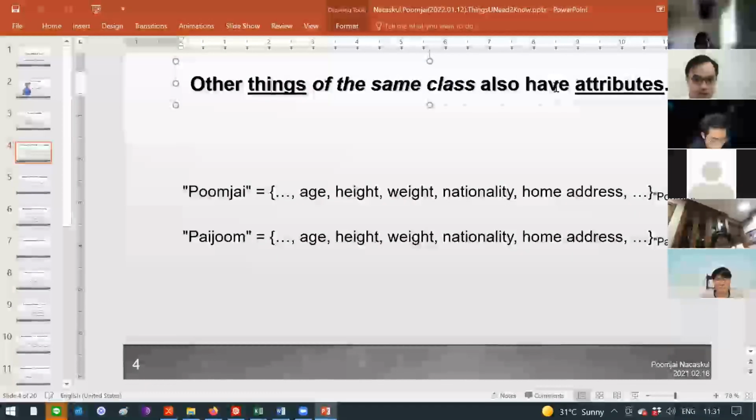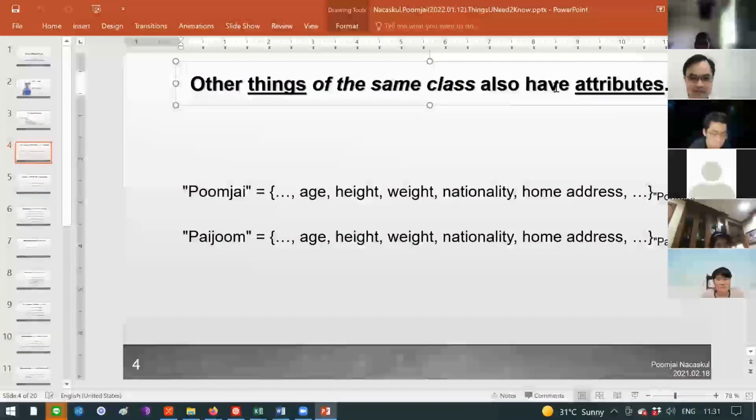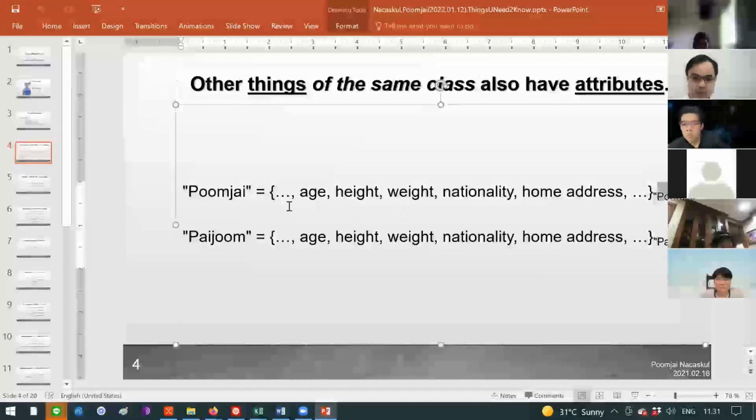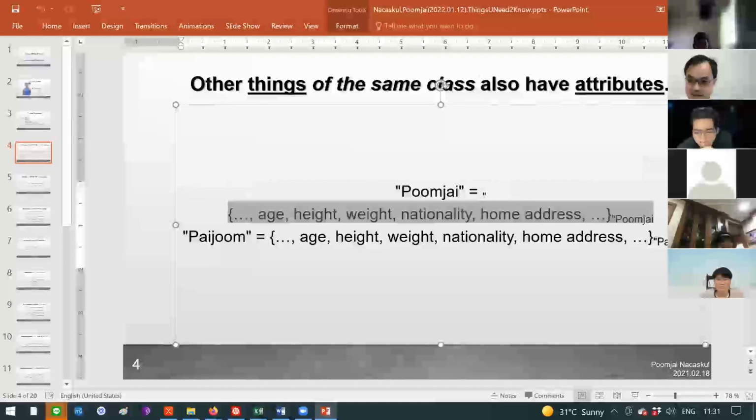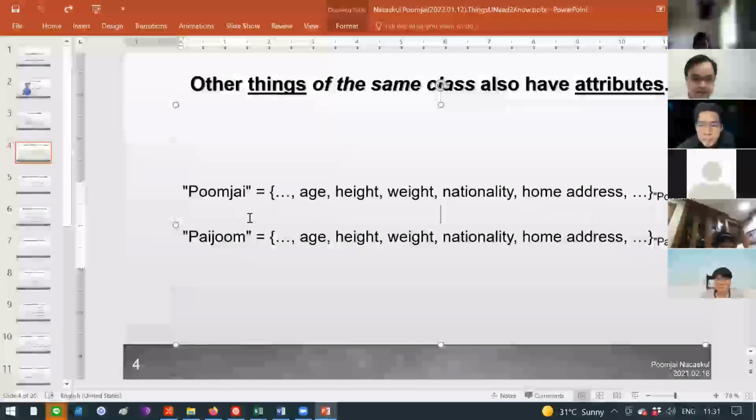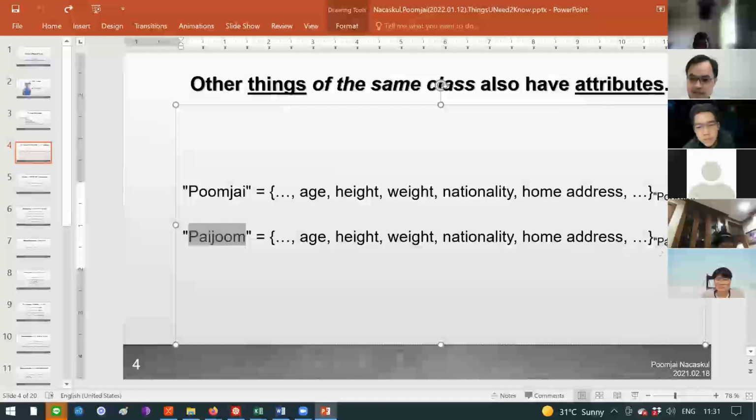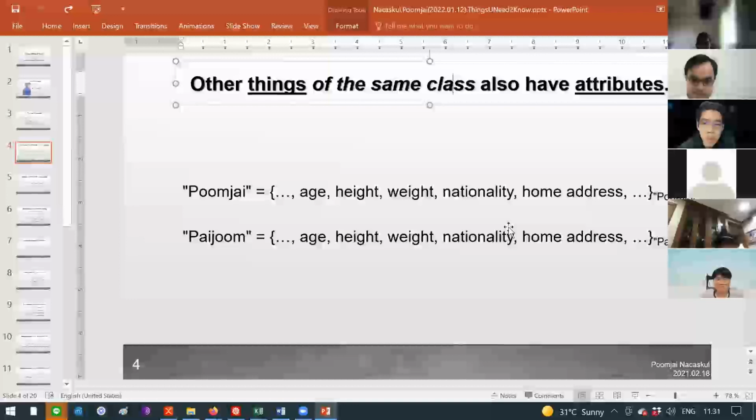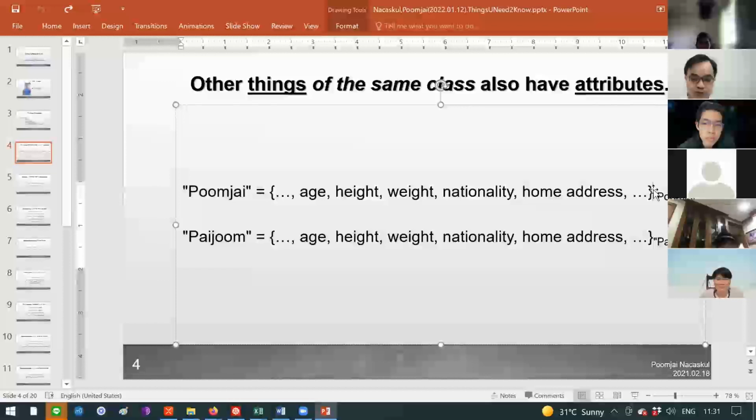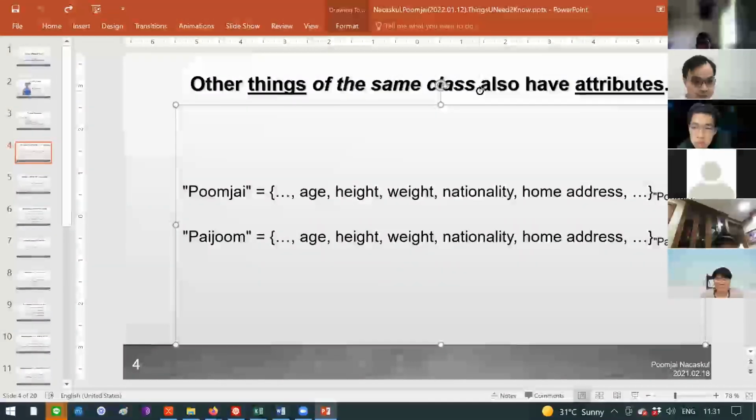Other things of the same class also have attributes. So if Pumjai has age, in other words, these are the attributes. There's another guy named Paiju, and he also has attributes. This is what we mean by a class. Class refers to the set of attributes you use to define a member of that class. So everybody that belongs to this class must have some value for age, for whatever. So now we don't have just one thing.